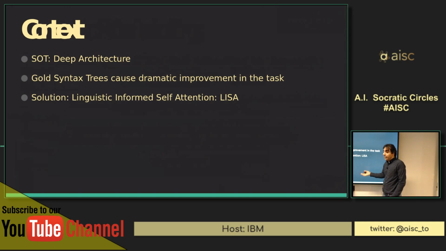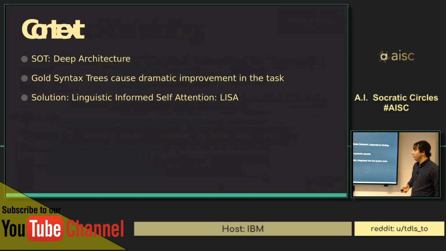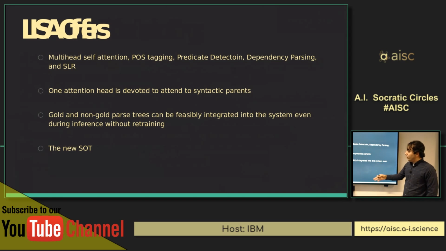So LISA is a solution to that. Linguistically informed self-attention is to do a similar thing for self-attention. Given that self-attention already performs or outperforms every other method out there, the hope is this augmentation will result in even better performance in self-attention networks, tackling semantic role labeling. That's what LISA offers: multi-head self-attention, POS tagging, predicate detection, dependency parsing, and SRL all at the same time and in parallel, almost in parallel. SRL is the very last layer.